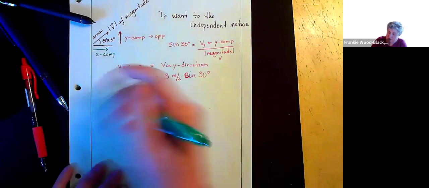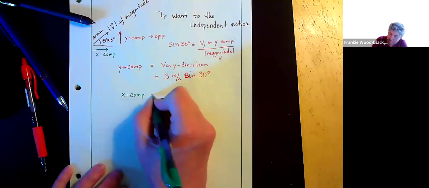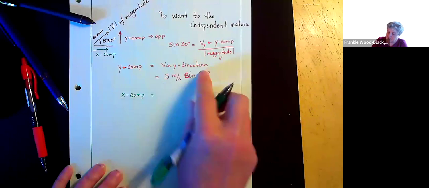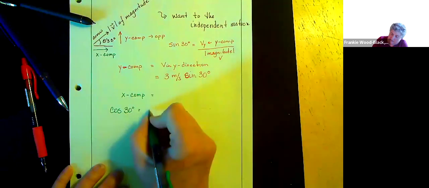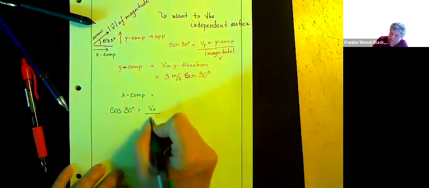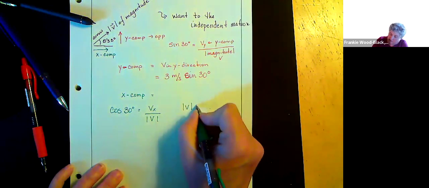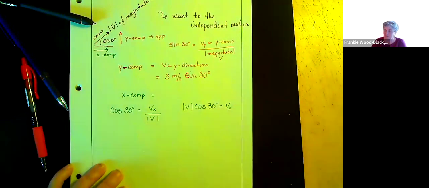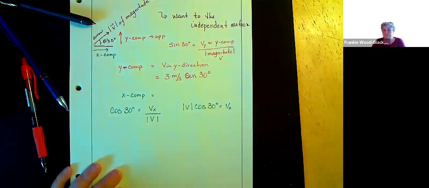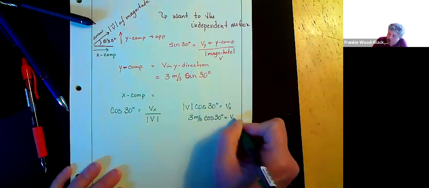The x component, I'm going to do the same thing, except now it's the velocity in the x direction. So I'm going to use cosine of 30 degrees is going to equal the velocity in the x direction divided by the overall magnitude there. So I get my overall magnitude cosine 30 degrees is going to give me the velocity in the x direction. And so now I'm going to get 3 meters per second cosine 30 degrees is the velocity in the x direction.